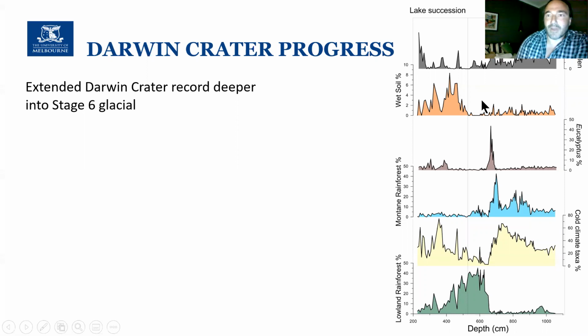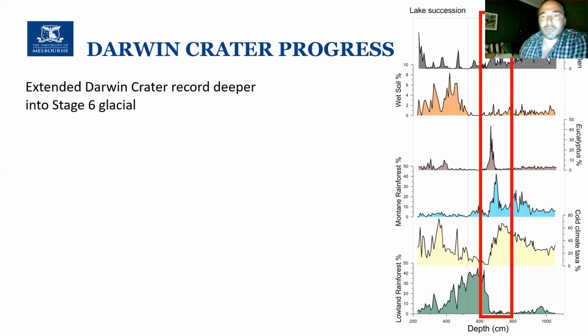As an update for Darwin Crater, hopefully you can see that with my little image in the top right. We've extended the record back deeper into glacial stage 6 and work's continuing through this. Nothing to really report at the moment, as I haven't really interrogated the data, except for this little interesting interval here at the termination of glacial isotope stage 6 into interglacial stage 5. This is the last transition from an ice age to interglacial in Tasmania without humans in the landscape, without the Palawa Aboriginal Tasmanians in the landscape.